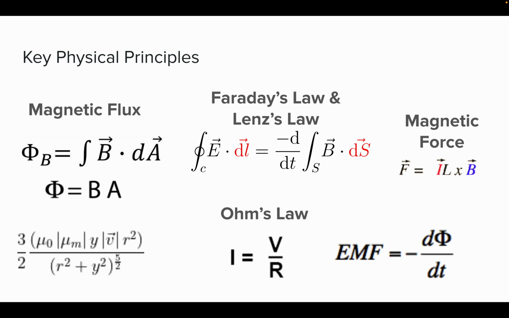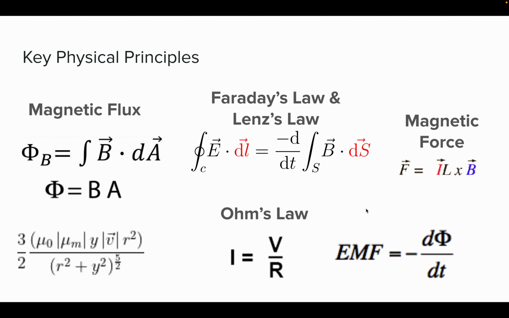So, key physical principles. First, magnetic flux is the integral of the magnetic field dot n-hat dA. When it's perpendicular, it's just the magnitude of the two multiplied together. This equation right here is for the magnetic force on a dipole, which is important for the computational model because the bar magnet is essentially a dipole. And then Faraday's law and Lenz's law go hand in hand.